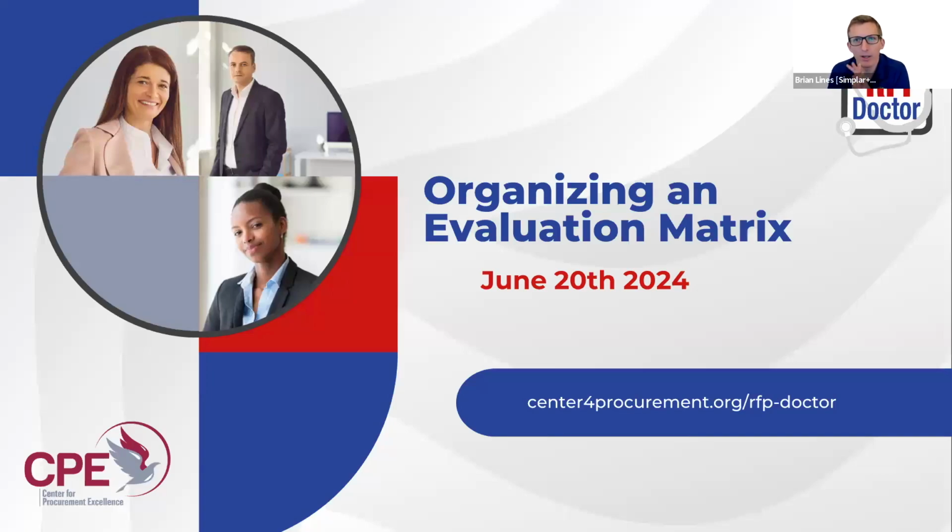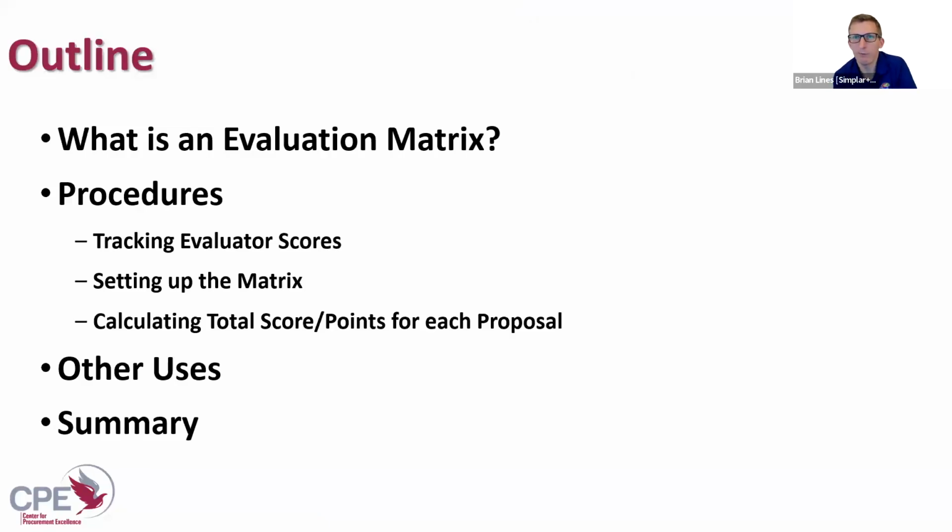So let's talk about organizing an evaluation matrix. The agenda for chatting through this is as follows. First, we'll just define what an evaluation matrix is, and we'll walk through procedures after that. So kind of how do you track evaluator scores, setting up your matrix, calculating things, and other reasons you might use a matrix beyond what we typically would think of. We'll talk about that too, and summarize things at the end before going into some breakout room discussion.